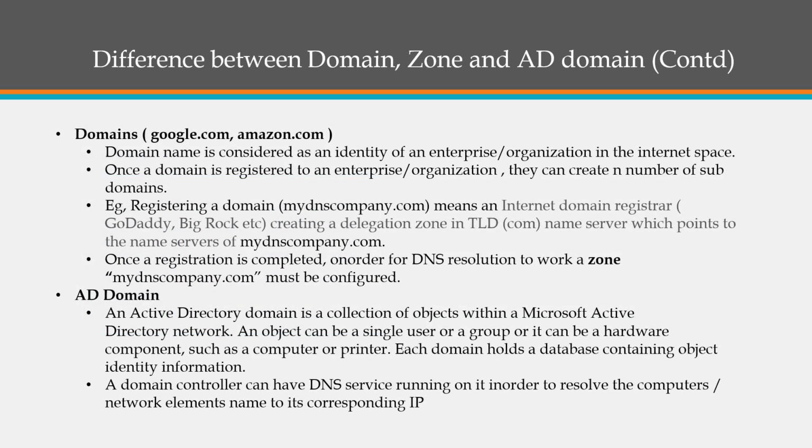Now, since we have a good understanding of what a root domain and a TLD are, let's talk about domains. A domain name like google.com or amazon.com or facebook.com is considered the identity of an enterprise or organization, or even an individual, in internet space. Once a domain is registered to an enterprise, organization, or individual, they can create any number of subdomains.